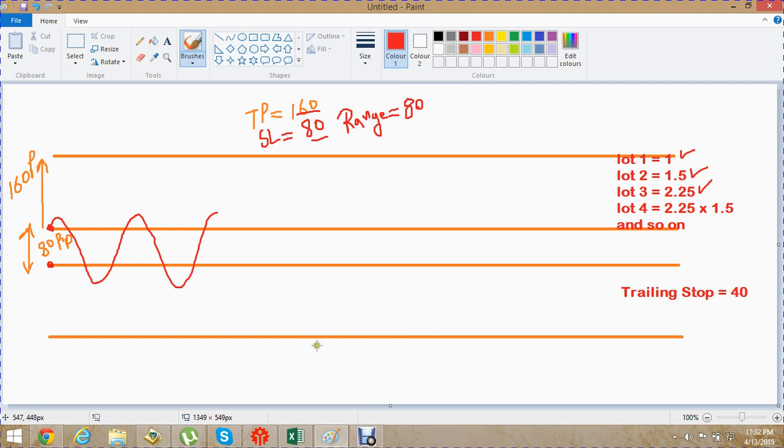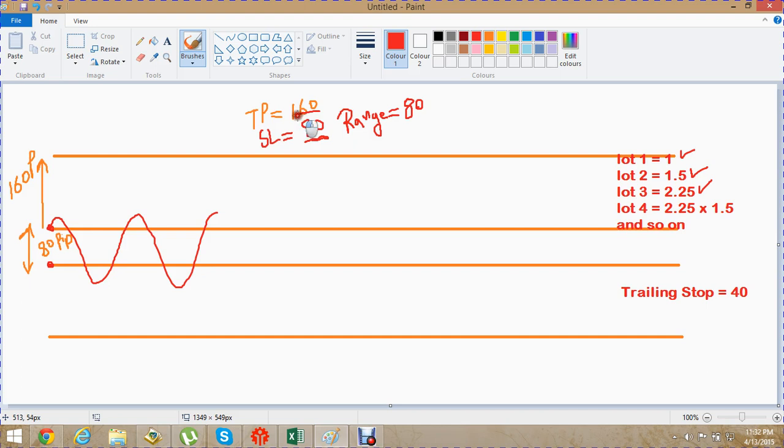Also you can trade this with currencies, but you have to lower down these values. Like with the euro US dollar pair, you will use an SL of 40 pips, and your take profit will be something about 80 pips. So your range will be 40, your SL will be 40, and your take profit will be 80 if you're using it with the euro US dollar pair.